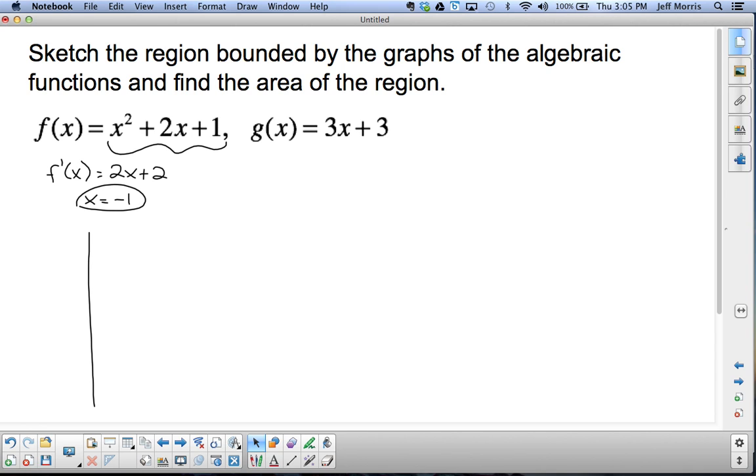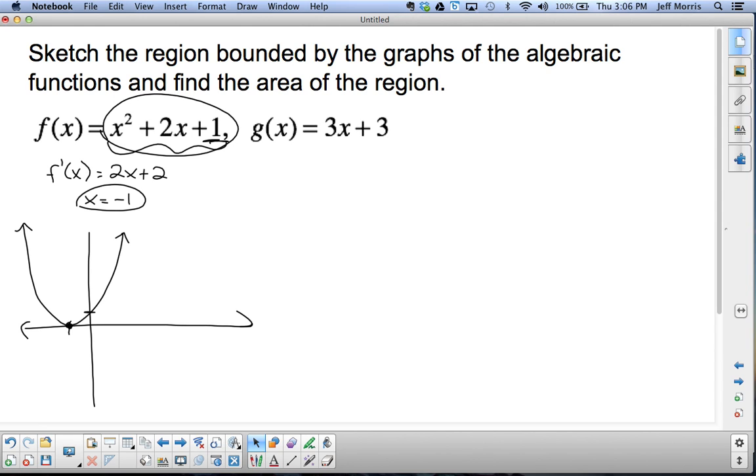So then when I sketch its graph, I'm going to go over to -1, and then I plug -1 back into the original function, which happens to be -1 squared is 1, plus 2 times -1 is 1 minus 2 is -1, plus 1 is 0. So the vertex actually happens to be on the x-axis. So this is what my parabola looks like. You could also say the parabola crosses the y-axis at 1. Right here, we'll say this is 1.